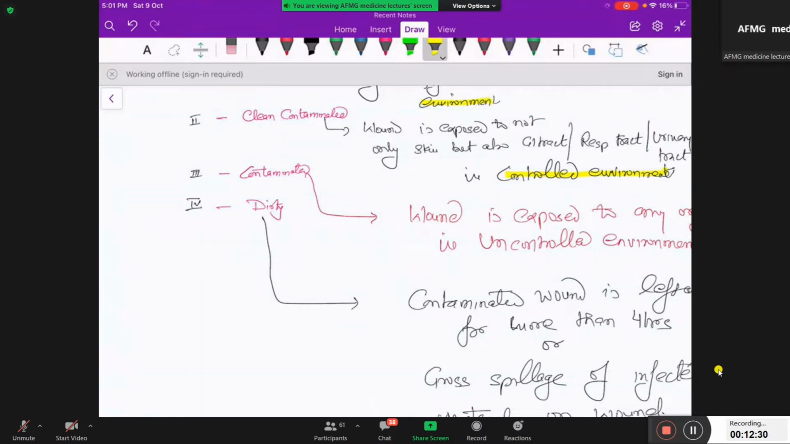But imagine while doing a cholecystectomy for empyema gallbladder, just think about it. Inadvertently, by mistake, my scissors touch the gallbladder and the gallbladder ruptures. Now there is going to be a gross spillage of infected material. So this will be dirty now. That means no surgery can be confirmatively said to be clean, contaminated or dirty. It depends on the environment and the organism.